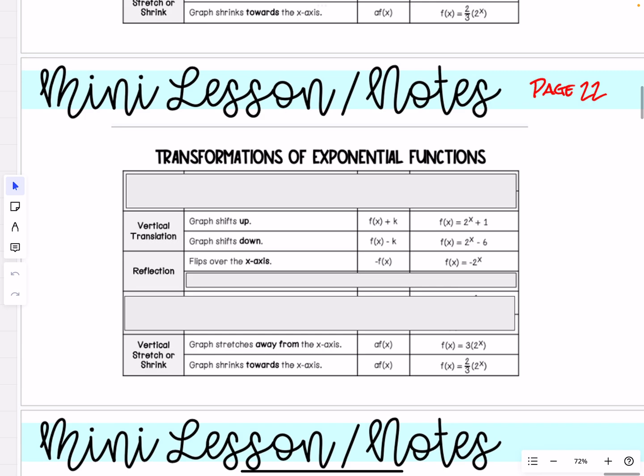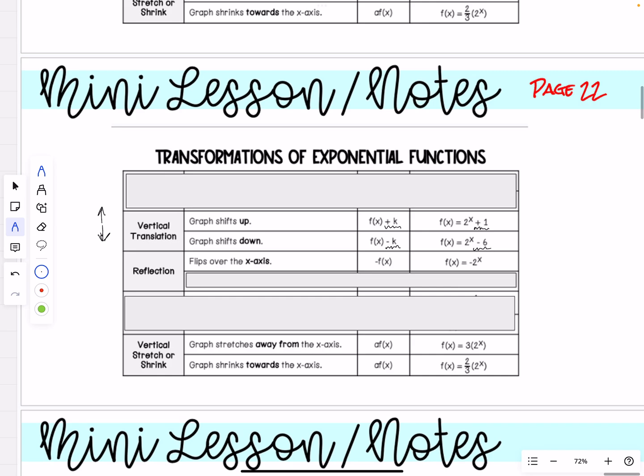When we're talking about vertical translations, that's going to be shifting the entire graph up or shifting the entire graph down, right? And what we see in the function is an addition, something added on the end that's going to shift the whole graph up. So in this example, that +1 on the end is going to shift the whole graph upwards 1 unit. Now, if you've got something that's subtracted on the end, like this minus k here, or this -6 here, that means we're going to shift the entire graph down.